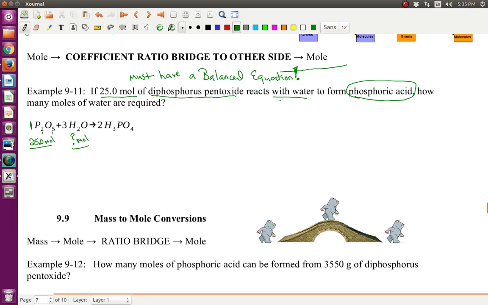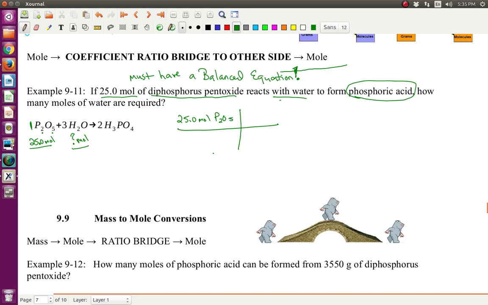Now you might be able to do this pretty quickly. You can see that the basic recipe calls for 1 mole. I have 25, so that's 25 times more. So 3 moles of water are needed, so I need 25 times more of that water. But we're going to use those ratios. So 25 moles of diphosphorus pentoxide is what I have.